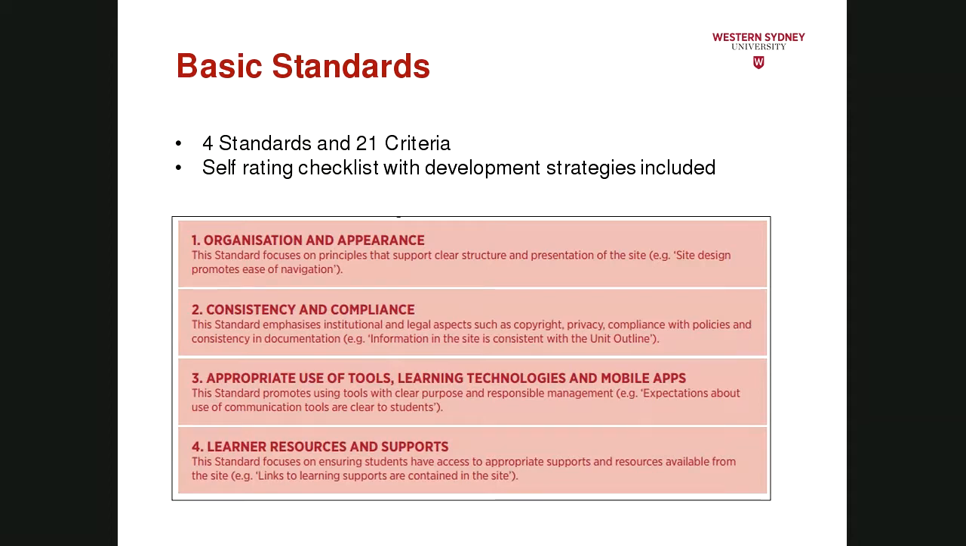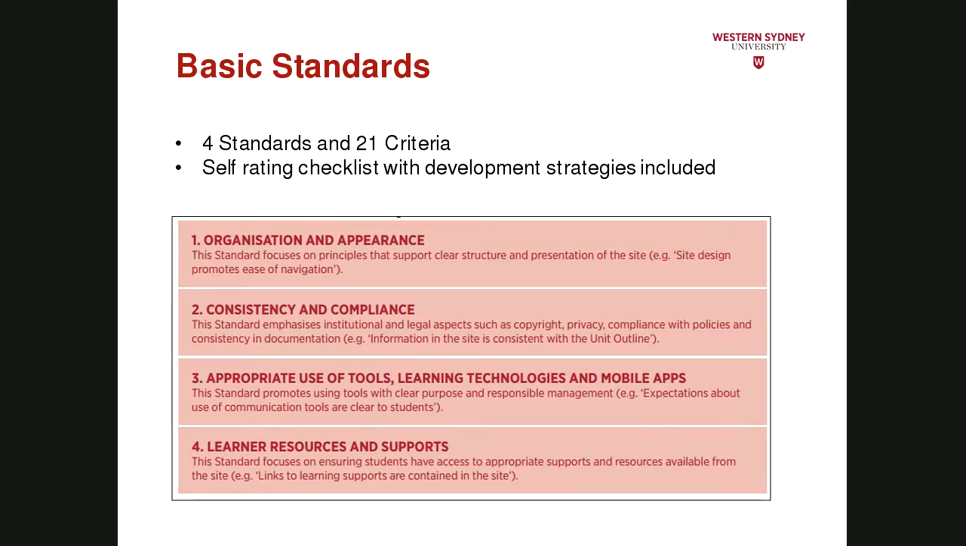And the fourth standard looks at learner resources and supports. So these are the explicit supports, resources that are provided to students that may be relevant to the discipline. So there might be a handbook, or there might be links to professional bodies, etc. But it also encompasses the very basic accessibility, disability, links to welfare services, counselling, etc., etc.